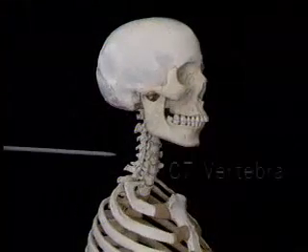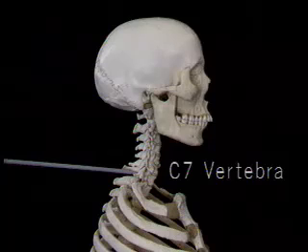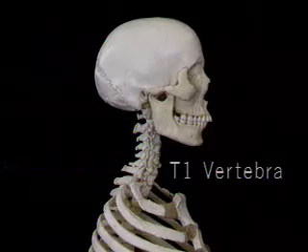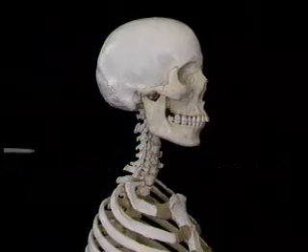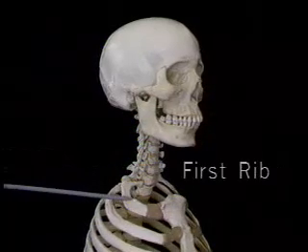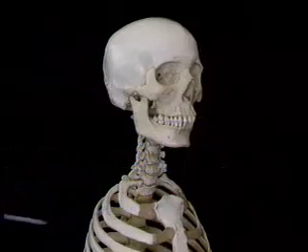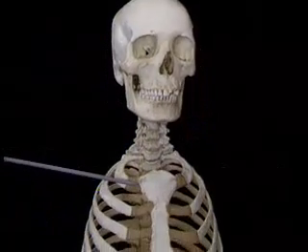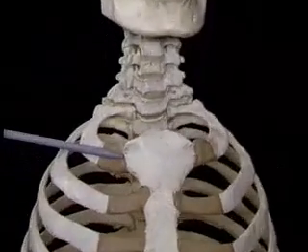Now that we've seen the atlas and the axis, we'll look at the bones below them that are involved in support and movement of the head. The lowest cervical vertebra, the 7th, articulates with the highest of the 12 thoracic vertebrae. The 2 first ribs slope downward and forward from the first thoracic vertebra. The costal cartilages of the first 2 ribs articulate here with the upper part of the sternum, the manubrium.